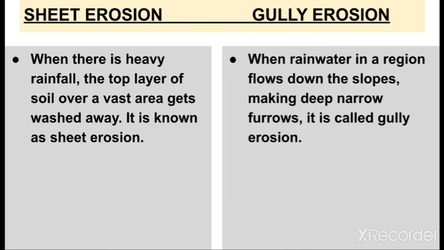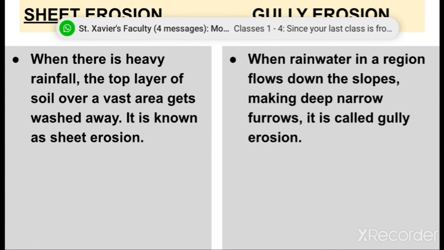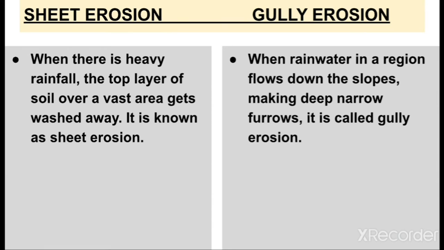Next, sheet erosion and gully erosion. In sheet erosion, you will write: when there is heavy rainfall, the top layer of soil over a vast area gets washed away. It is known as sheet erosion. And in gully erosion, you will write: when rainwater in a region flows down the slopes, making deep, narrow furrows, it is called gully erosion.